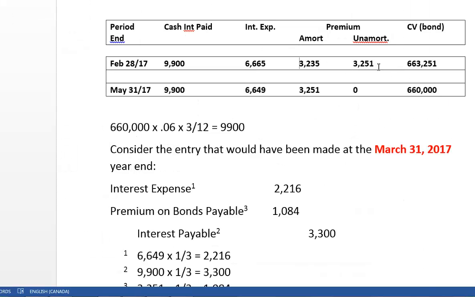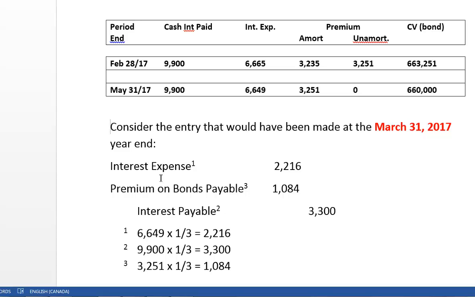So we've got $32.51 left, and the carrying value of the bond is this. They've given us in the table interest expense of $66.49. So the difference between interest paid and interest expense is what you've amortized in premium. So we no longer have any unamortized premium, so your bond sits at its face value at the maturity date.